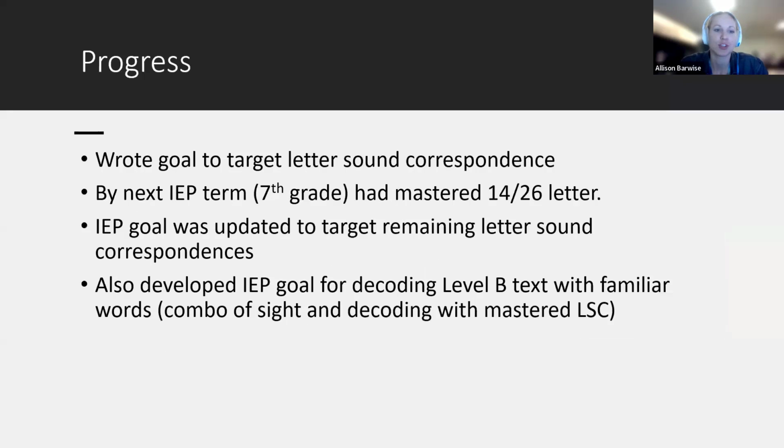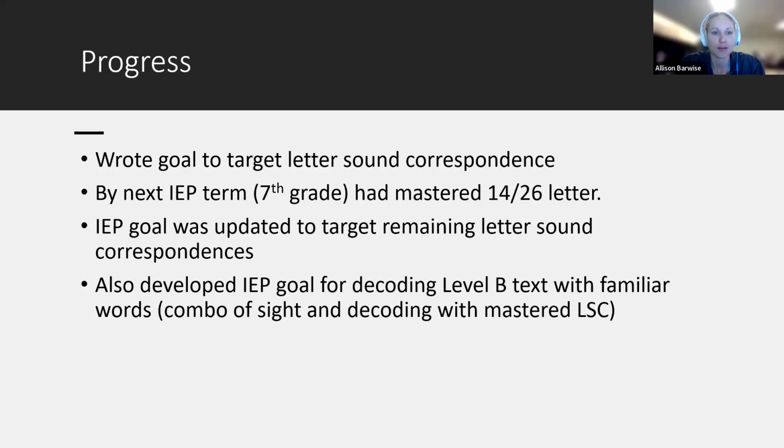So this student was able to make some really nice progress on this goal. By the next IEP term, he had mastered 14 out of the 26 letters, and his goal was updated to target the remaining letter sounds. And I do also just want to highlight that he wasn't doing just letter sound correspondence in isolation without also making the connection to actual reading, because it can get really boring to just target letter sound correspondence: this is the letter, this is the letter. We want to show the student why this is important and what it's tied to, and the power of reading.